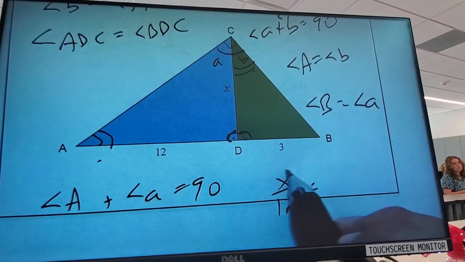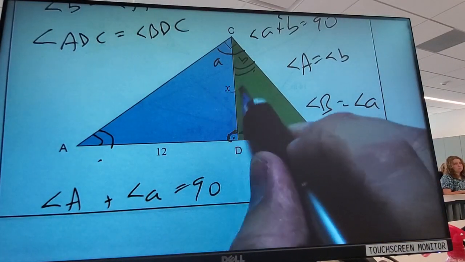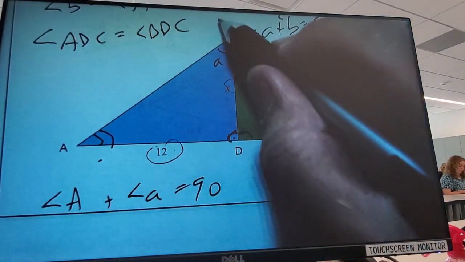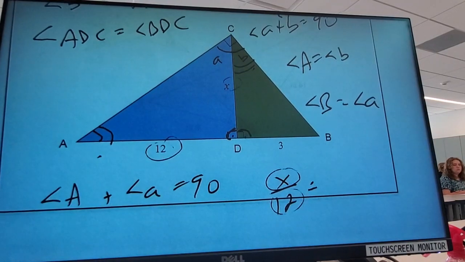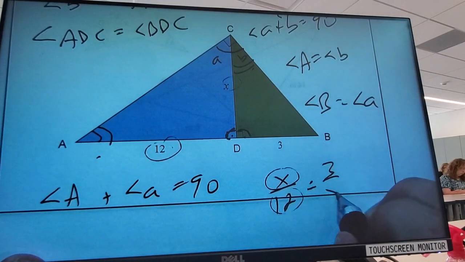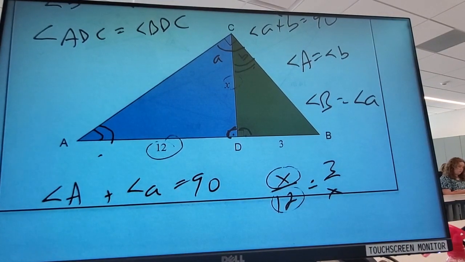So this is green to blue, yes? Is that cool? Green to blue. So I better put green to blue. The whole idea of proportion is once you write one ratio, you've established what goes on the top, what goes on the bottom. So I'm putting green measurements on the top, blue on the bottom. 3 over x. Now go ahead and solve that.